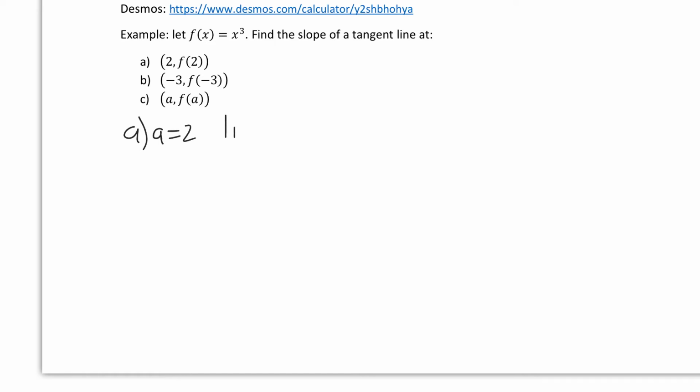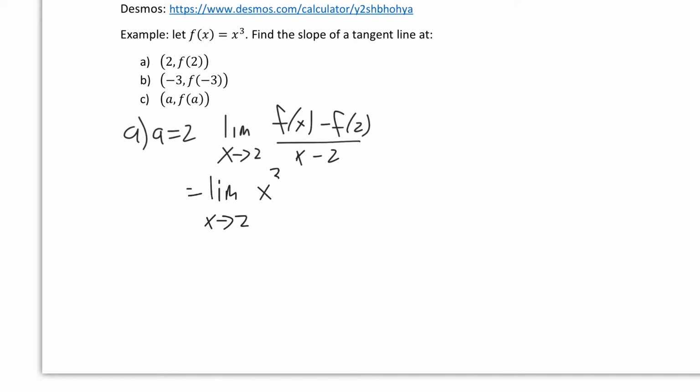So we write our limit. X is going to approach 2 of f of x minus f of 2 over x minus 2. I'm just rewriting the above limit, but putting in 2 for a. Now we can also put in for f of x. We know f of x is going to be the function x cubed. So we're going to get the limit as x approaches 2 of x cubed minus, well, f of 2 means we have to plug 2 into this. So 2 cubed, that'll be 8.